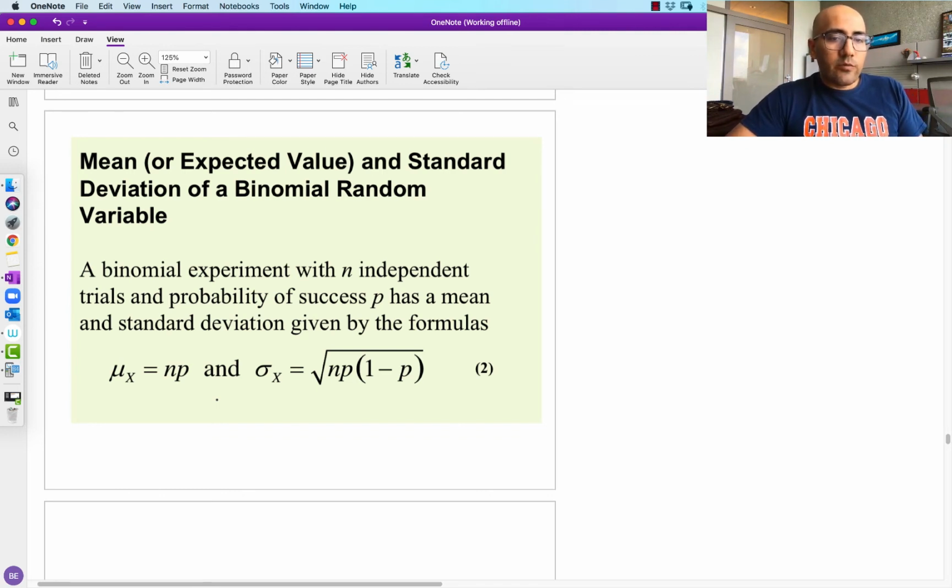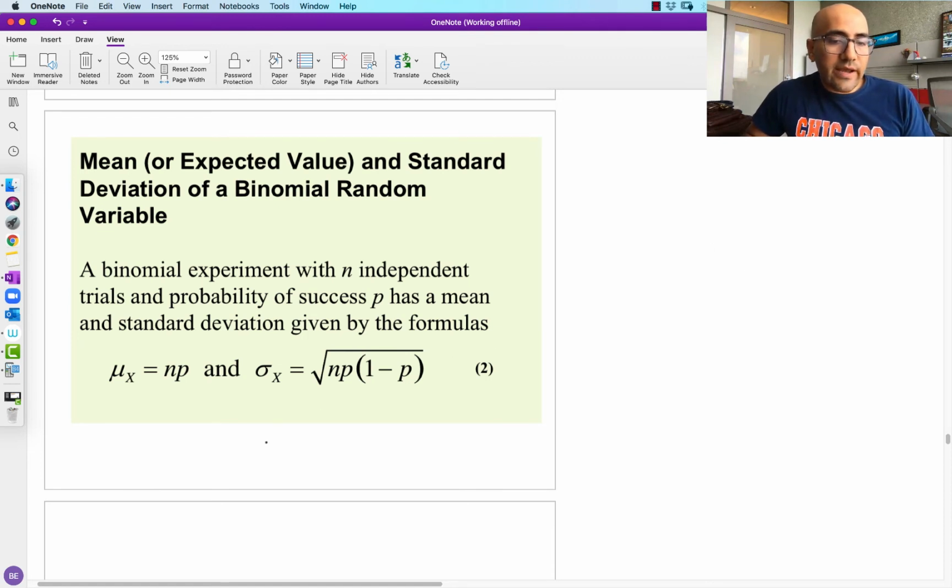So a binomial experiment with n independent trials and probability of success p has a mean and standard deviation given by these formulas. The mean of our random variable x is equal to n times p, right? The number of trials times the probability of success. Very easy formula. Just got to multiply 2 numbers instead of doing that other formula from 6.1. And the standard deviation is also very easy. It's the square root of n times p times 1 minus p. Now remember, p is equal to the probability of success, and 1 minus p is the probability of failure.